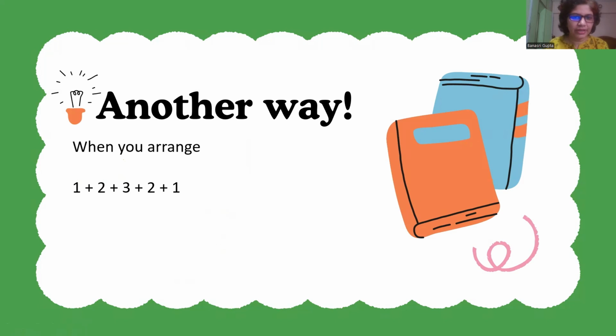There is another way to look at this. When we arrange 1 plus 2 plus 3 plus 2 plus 1, as we are coming down, we can rearrange: this 1 and this 2 give 3, then this 2 and the last 1 also give 3. So there are three 3s, the center 3 and the added 3s. So 3 times 3 is 3 squared. This is not pictorial, but it is another way to see this.